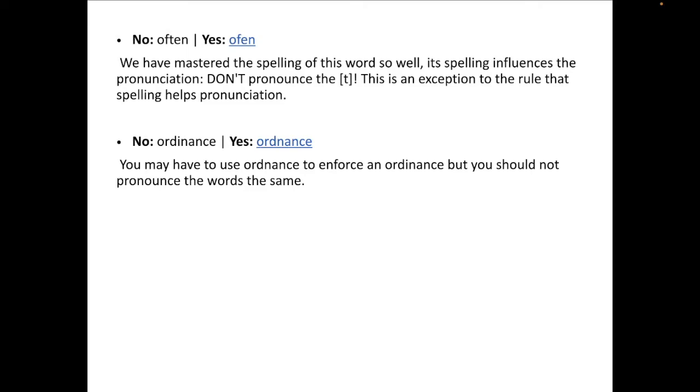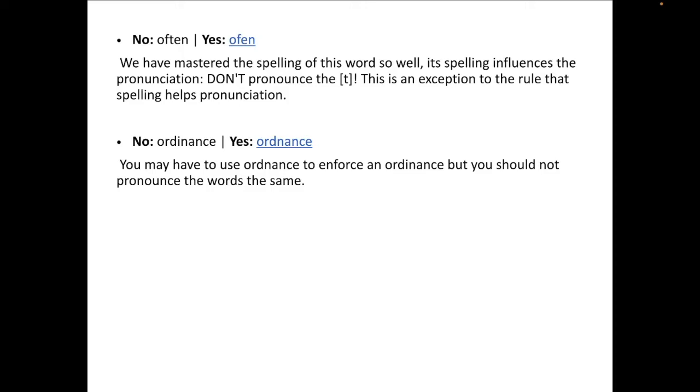The next letter is O. It is not "of-ten," it is "often." There is a silent T in this word. We have mastered the spelling of this word so well, its spelling influences the pronunciation. Don't pronounce the T. This is an exception to the rule that spelling helps pronunciation.